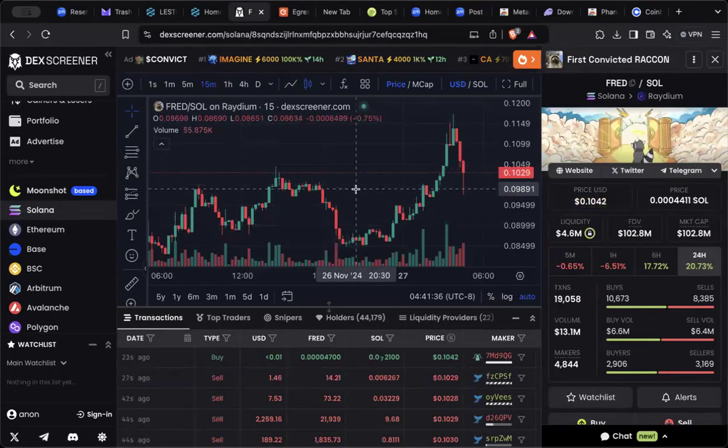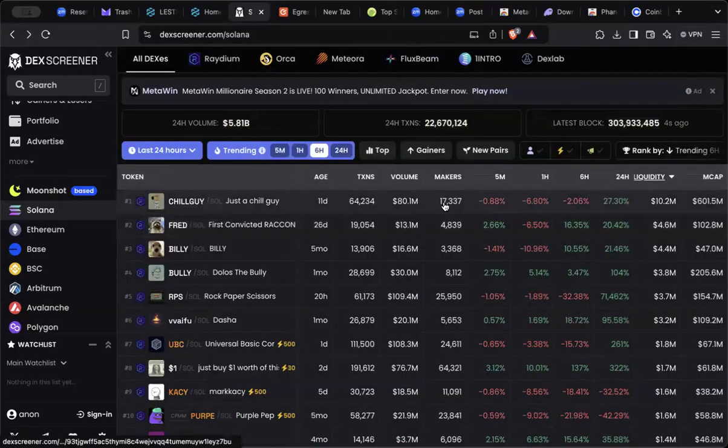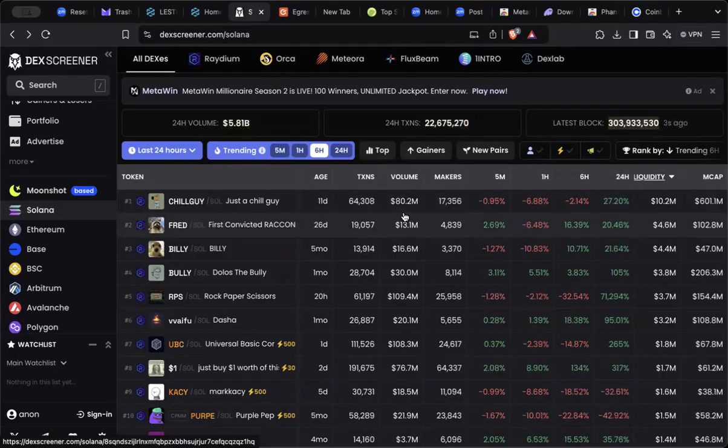Now, basically, what you want to be doing is three things when looking at any meme coin. Whenever you look at a meme coin, check the age of it. So this is 26 days old. This is the amount of transactions that's been going through over the 26 days. This is the volume on average that's been going through.